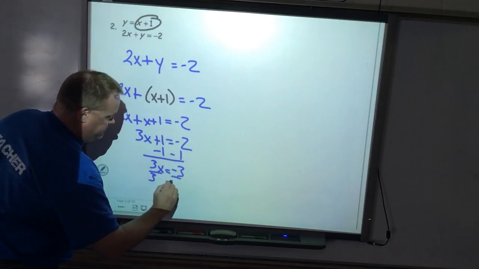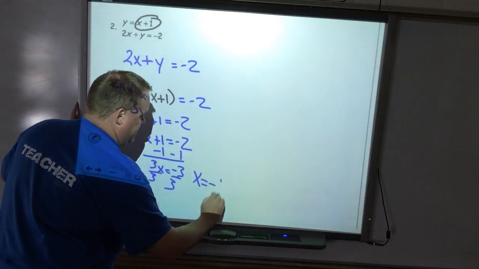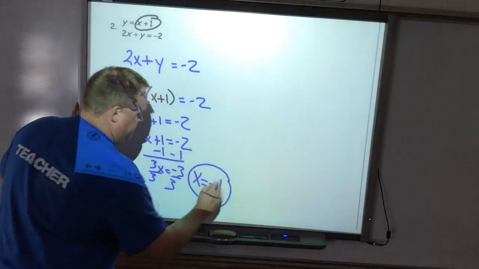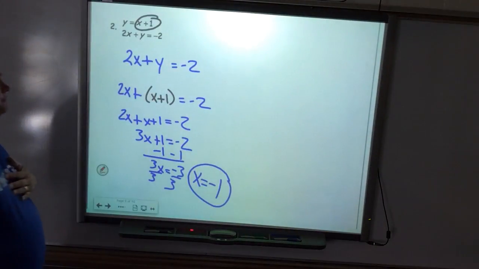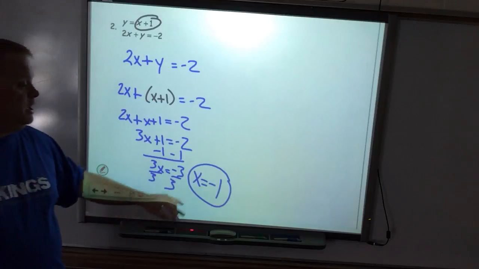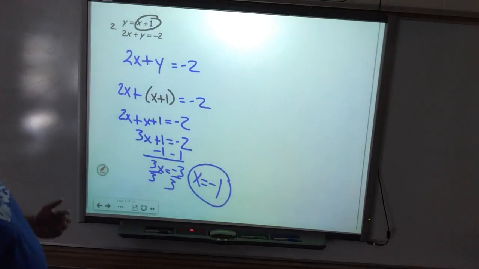Divide by 3, divide by 3. That's going to give me x equals negative 1. So I have found where x is equal to negative 1. I want to plug that negative 1 into either one of the two equations. It does not matter which one I do.